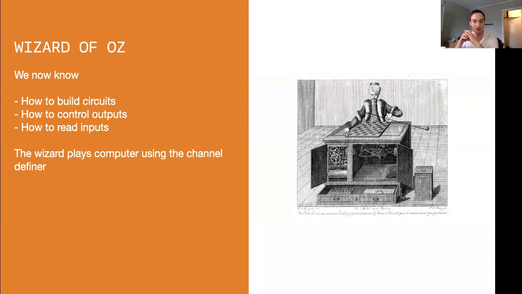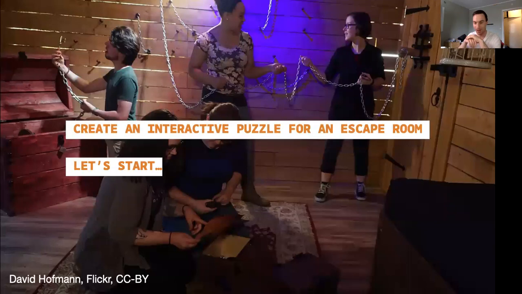So for this class, your group should record 3 different scenarios, and you're gonna act like the computer by using the channel definer. And we're gonna make an interactive puzzle for an escape room. There is a company here in Umeå that is making escape rooms, and they're really interested in your concept. So they will get these concepts, these little experiments that you did, and they will give you some feedback on it. And then afterwards, they will choose one group that they will actually build in an escape room. So let's start.